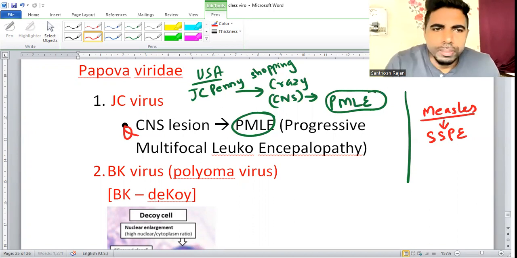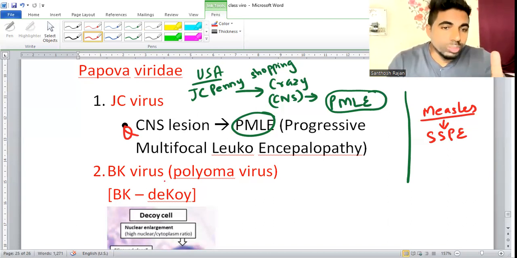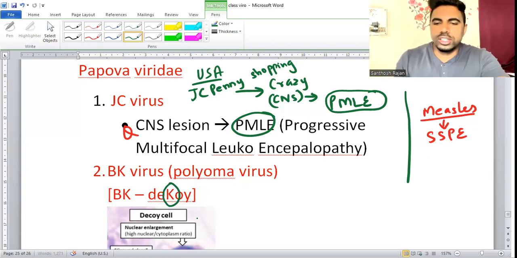Polyomaviruses are also important. Just one thing I want you to know: BK virus is otherwise called polyoma. The clue is there already. K means kidney. So any kidney disease, any nephropathy, BK virus is common. In kidney transplant, it's common. Even in any kidney nephropathy, BK virus infection is common. What's the characteristic here? There's one cell called the decoy cell. That can be a question. The name is decoy. Okay, K, decoy. Anything with K. Okay, decoy cells.